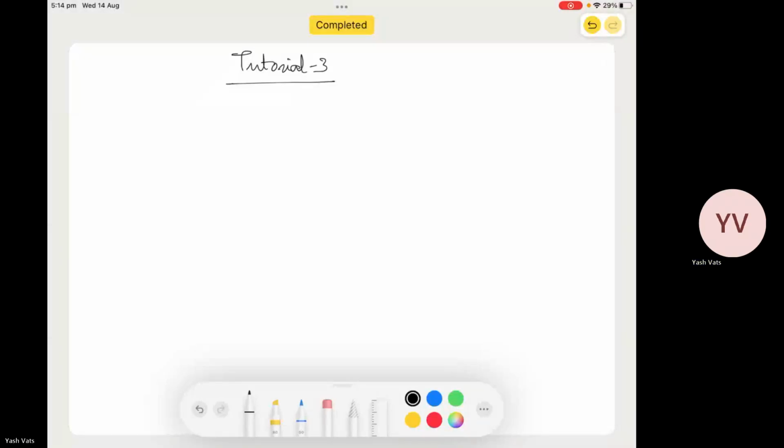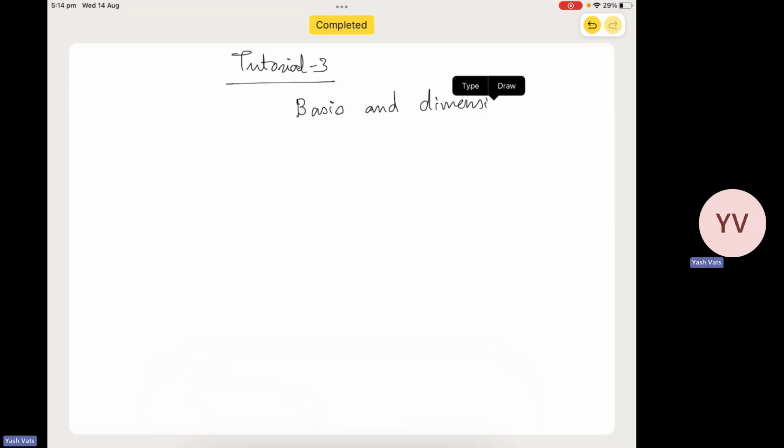Hi everyone. So today we are going to discuss tutorial number 3. Last time we discussed bases and dimensions. So similarly, we will discuss the same thing here as well.